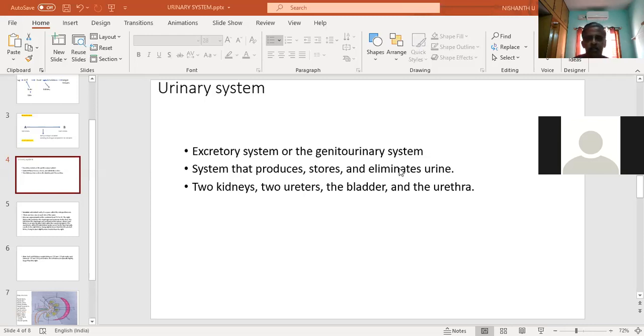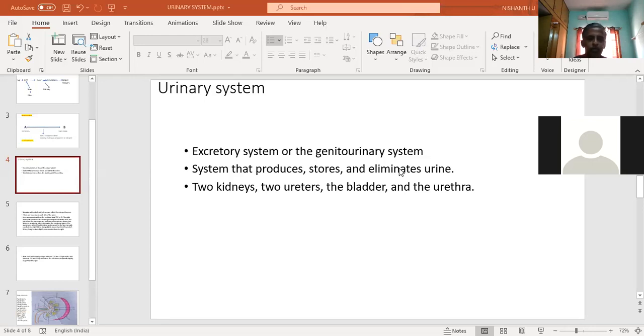So the urinary system is also called the excretory system or genitourinary system, and this is the system which produces, stores, and eliminates the urine. Remember, generally we think that it just produces the urine, but actually it also stores it temporarily, and it is concerned with the elimination of urine. Production of the urine totally depends on the filtration of the blood. We have not specified anything about the filtration here. We are talking about the production, storage, and elimination of the urine.